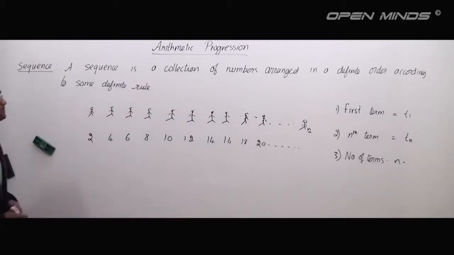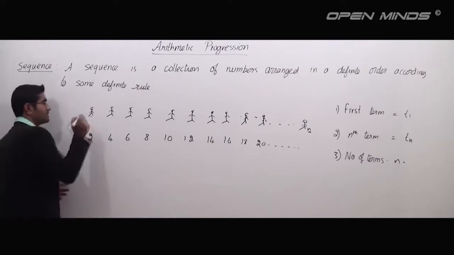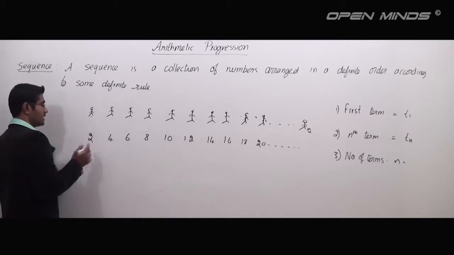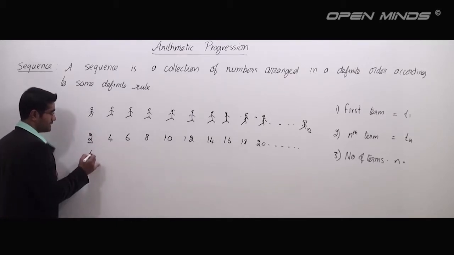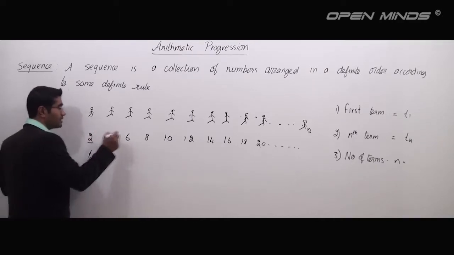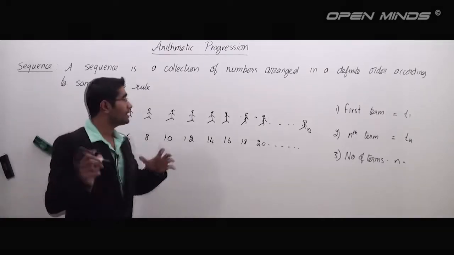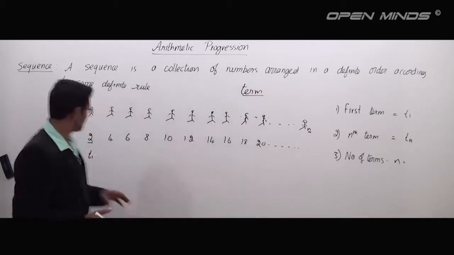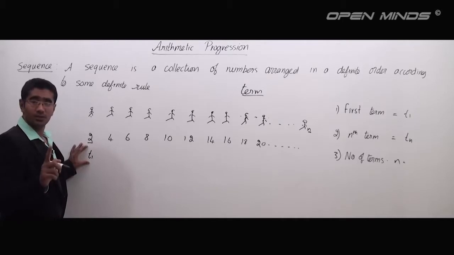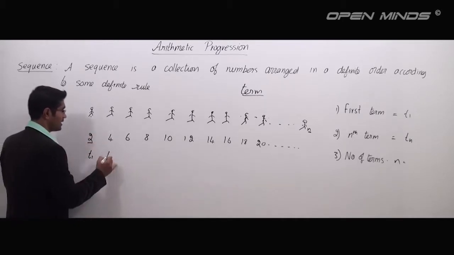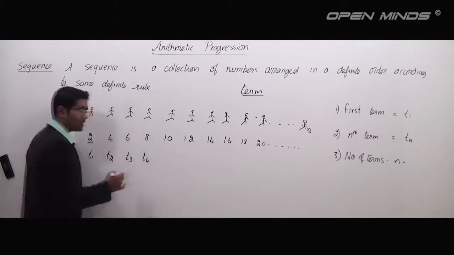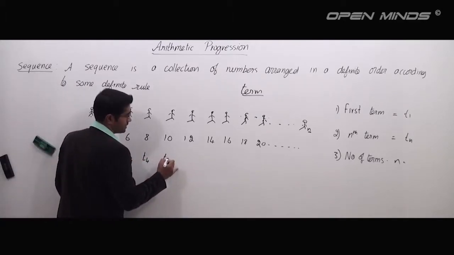Anyway, come back. We'll come to the end a little later. In this case, how can I name this guy? I know he's got 2 rupees, but to name him, let's say the first one here is called T1, and we call every single number here a term. So obviously the first guy is the first term, the second guy is the second term, the third guy is the third term, the fourth term. Very simple. So this guy is the 5th term.